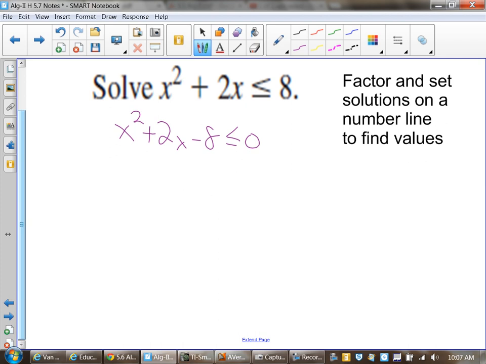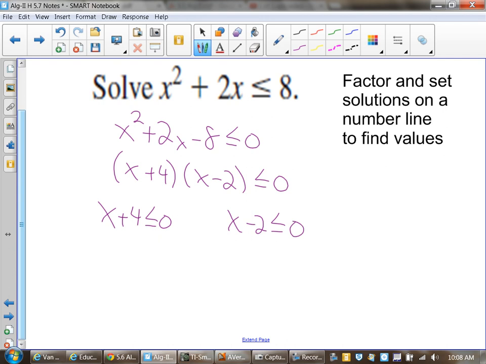What times what is negative 8? You add together to get positive 2. 4 and negative 2, good. So x plus 4, x minus 2, less than or equal to 0. Now, instead of setting it equal to 0, what do I set it equal to? You know how when we would find our zeros, we'd set these both equal to 0? Now I set it as this. x plus 4 is less than or equal to 0. x minus 2 is less than or equal to 0. It's making you create a number line by doing that. Instead of setting both terms to find the 0, you're setting both terms to find the inequality.